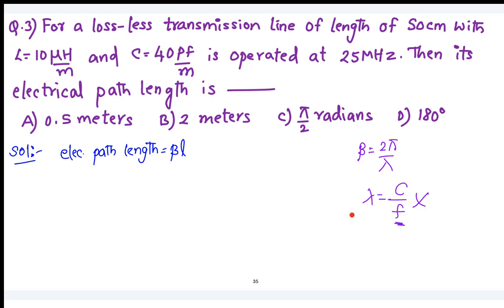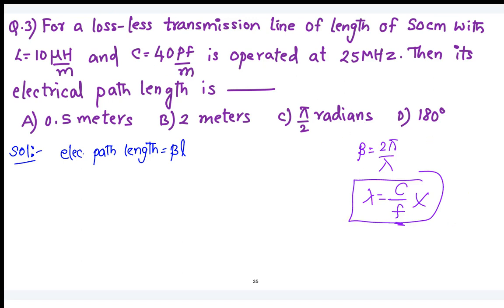We have assumed it's a free space. Exactly. Correct. So the problem lies in this free space. You have assumed it as a free space, but actually it happens in a transmission line. I have not mentioned it as a free space. I have given the values of L and C. So this method, you should not do that.